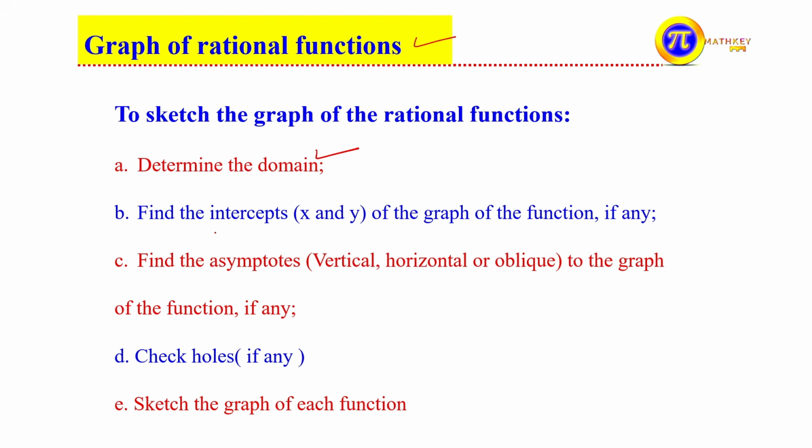As a second step, find the intercepts. Intercepts, we have either x or y intercepts, if any. We'll try to find them. The next one, find the asymptotes. When you come to the asymptote, you have vertical asymptote or horizontal asymptote, or it may be oblique asymptote to the graph of the function, if any.